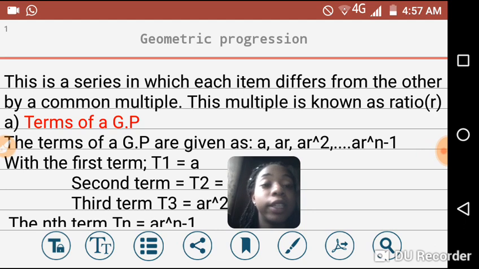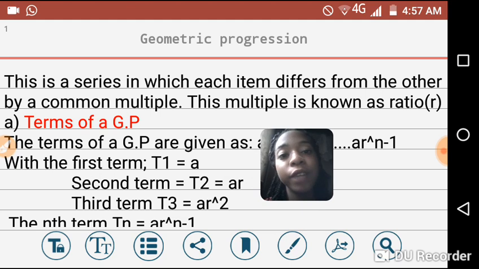We're going to continue with our progressions or series, and now we're working on the second part of that, which is geometric progression. So I've prepared some notes, as I always do, for you to understand before we start solving. So I'm going to read through it. Please follow me as I read.